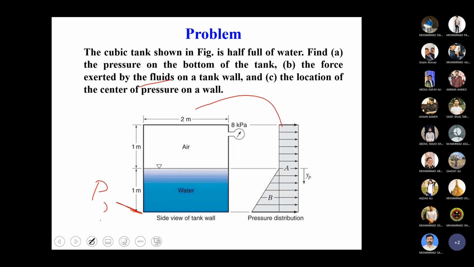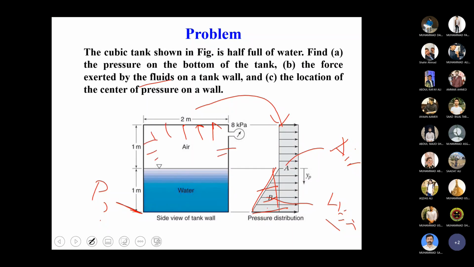So on the right side, there is a pressure distribution diagram for both of the fluids. A is representing air and B is representing water. I think there should be no confusion why the pressure distribution diagram of water is triangular, whereas for air it is rectangle, and the air is exerting pressure towards all sides.